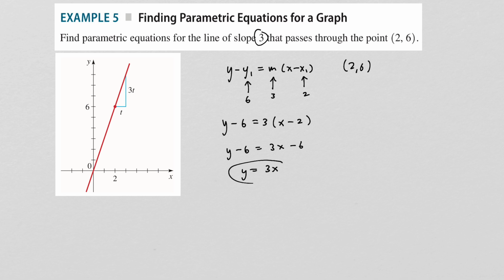Now, that's the rectangular equation. What about parametric equations? Well, what we can do is simply let x be equal to t, and this would cover all real numbers t, and then y would just be 3 times t, right? Because y is 3x. And so this is one possible parameterization for the line that you see here.